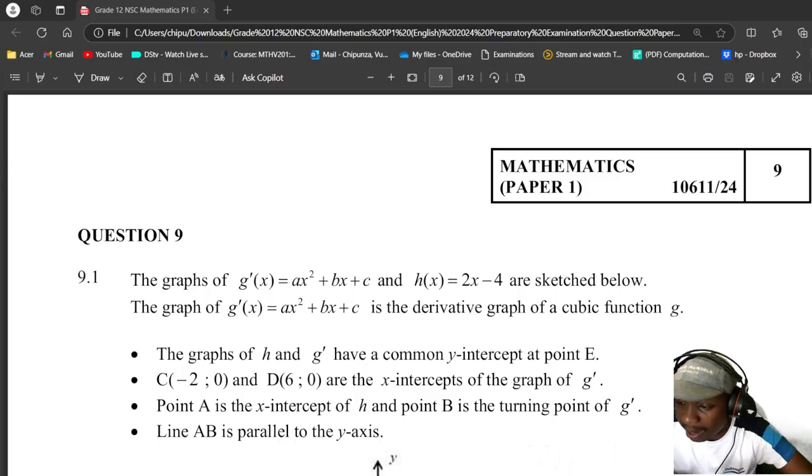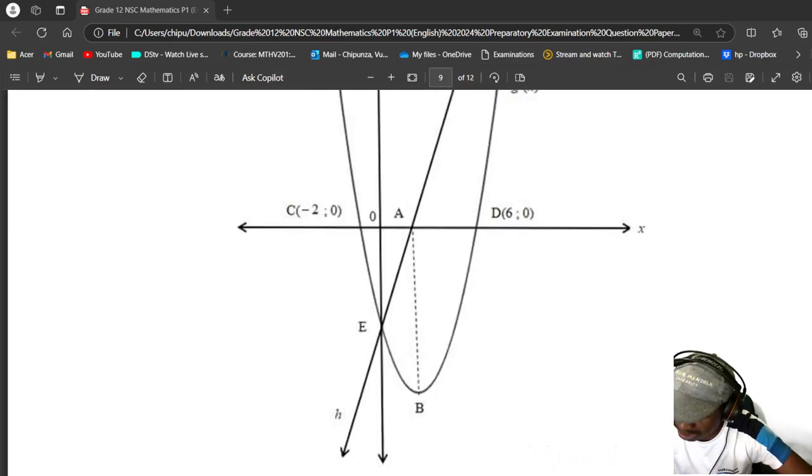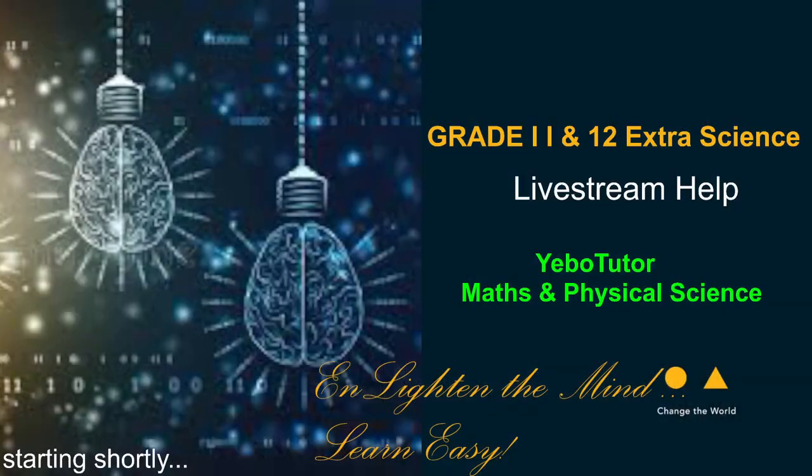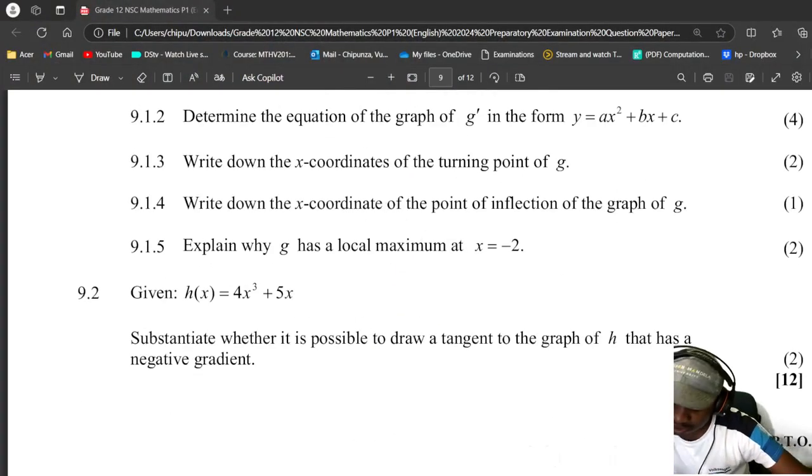So on number 9.1.1, they want the coordinates of E, and they already told us in the reading that point E is the y-intercept, which means the x is equal to 0. So now we only have to calculate the y value. Calculating the y value is easy, because we already know that x is equal to 0, and point E is also located on h of x. So we can substitute point E in h of x, okay?